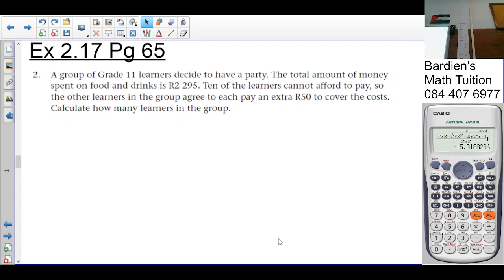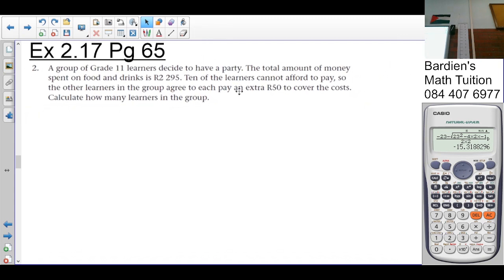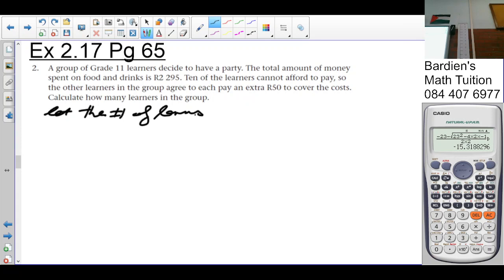Okay, so we are told that a group of grade 11 learners decided to have a party. The total amount of money spent on food and drinks was 2,295. 10 of the learners could not pay. So the number of learners is unknown to us, not so? So we say let the number of learners be x. Then the total money spent on food and drinks was 2,295.